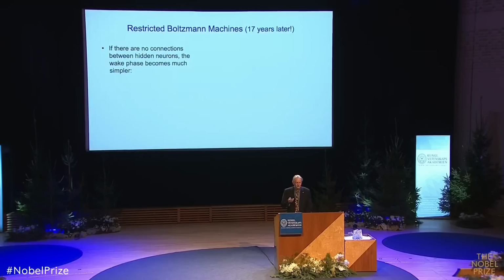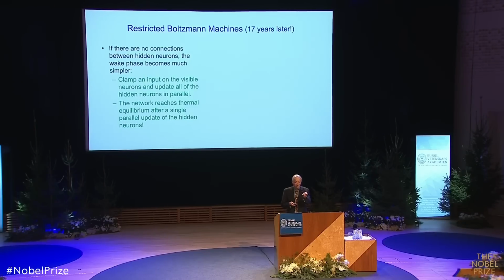But 17 years later, I realized that if you restrict Boltzmann machines a lot and just have hidden units that aren't connected to each other, then you can get a much faster learning algorithm. So if there's no connection between the hidden neurons, then the wake phase becomes very simple. What you do is you clamp an input on the visible units to represent an image, and then in parallel, you can update all the hidden neurons, and you've now reached thermal equilibrium. You just update them all once. They just look at the visible input and randomly pick one of their two states based on how much input they're getting. And now you're at thermal equilibrium in one step.